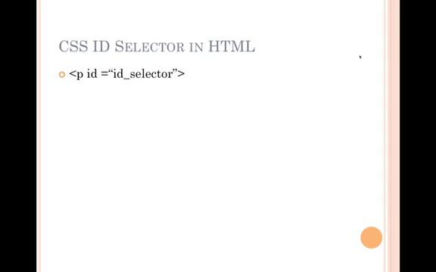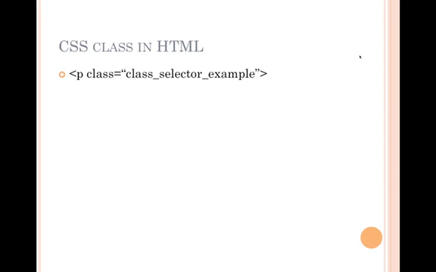Now, here is how you specify an ID selector. If I have an open bracket, P ID equals ID selector, close the bracket, then whatever style was applied for the ID selector would be what is applied to this P tag.